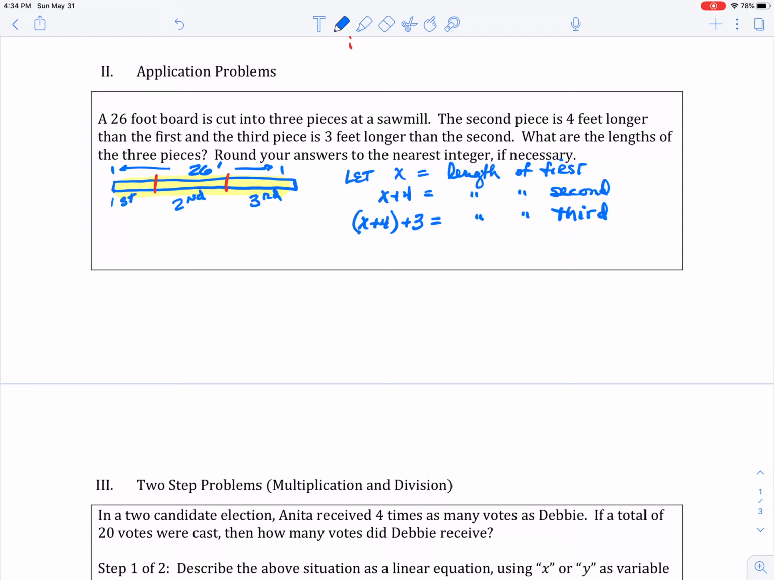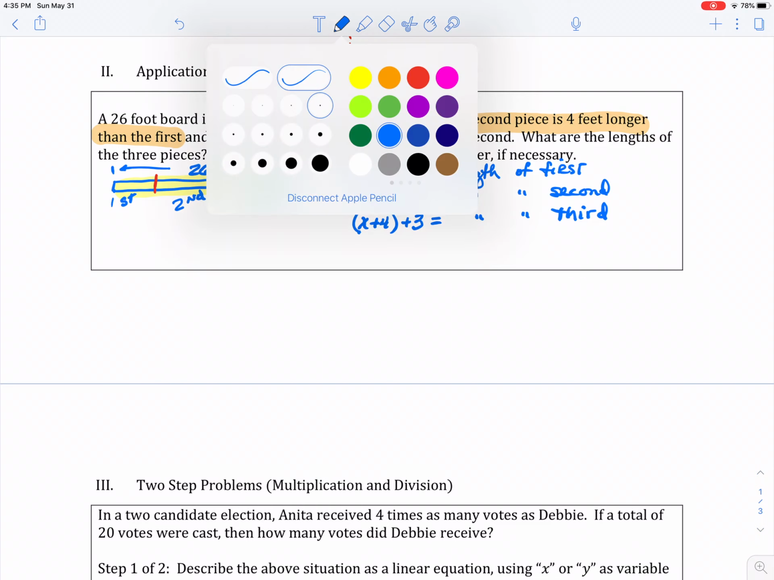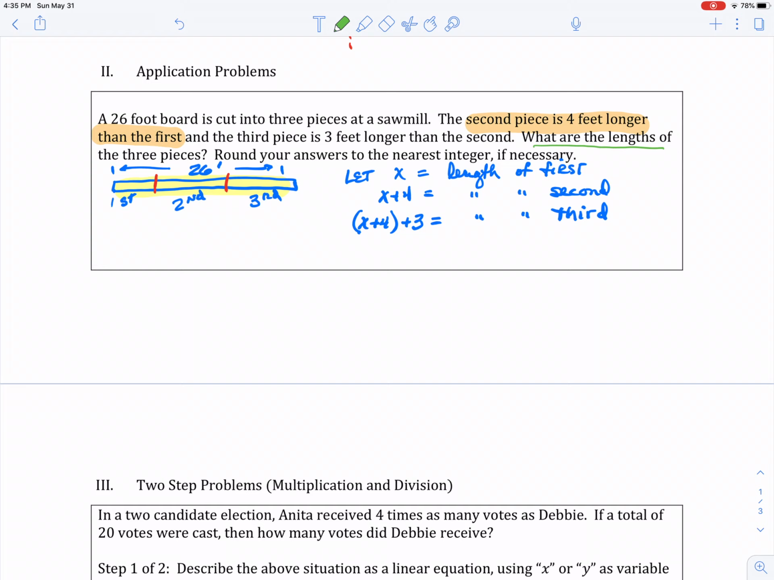All right, so let's do some reading here. The second piece is 4 feet longer than the first. All right, so it's asking me to find, come down here and take a look at this. What are the lengths of the 3 pieces? So that's what I'm looking for, the lengths of the 3 pieces. So I've assigned X to represent the length of the first. And then I'm reading up here that the second is 4 feet longer than the first. So I take X and add 4 to get the length of the second.